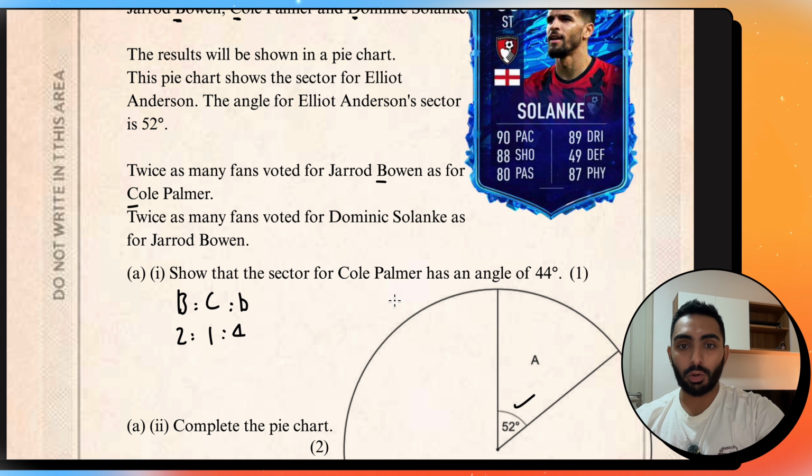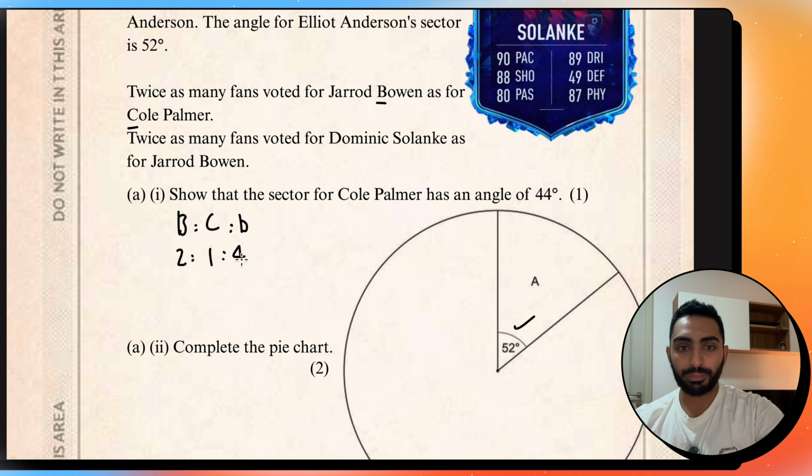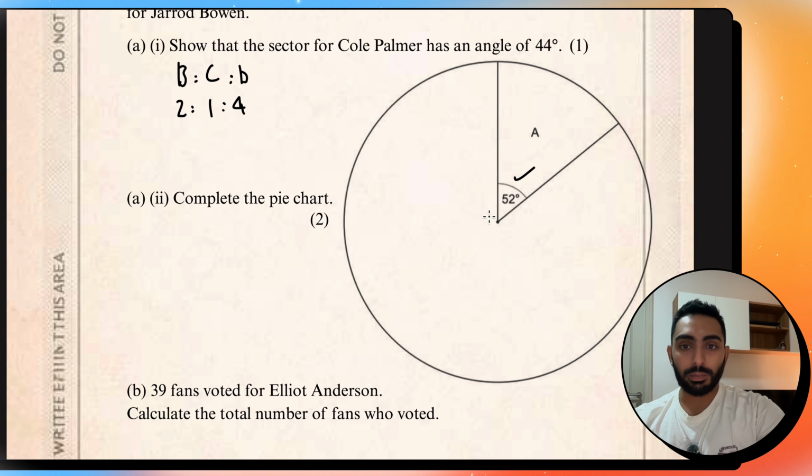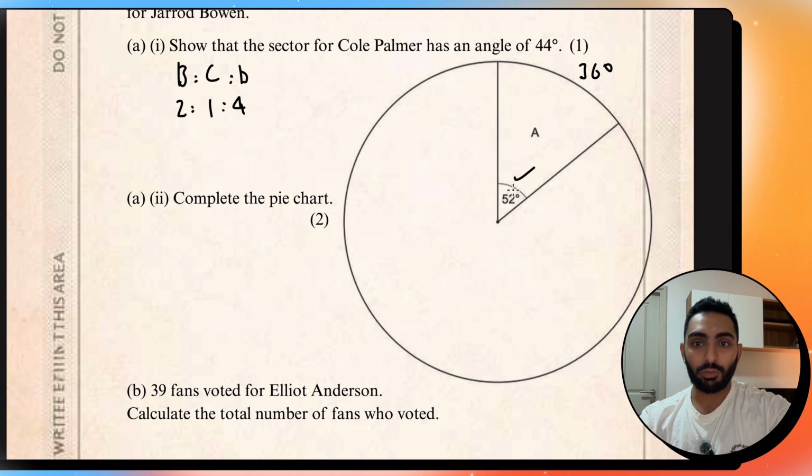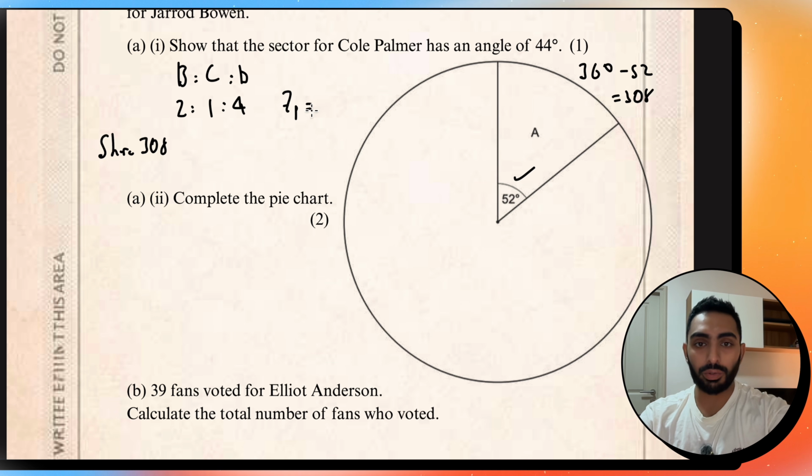Show that the sector for Cole Palmer has an angle of 44. We're going to share this between the remaining angles that we have here. And if you think about it, this is a circle. Full circle would be 360. And if we take away this 52, we're ending up with 308. We need to share 308 in this ratio. We've got 4, 5, 6, 7 parts. 7 parts which are going to be equal to 308.